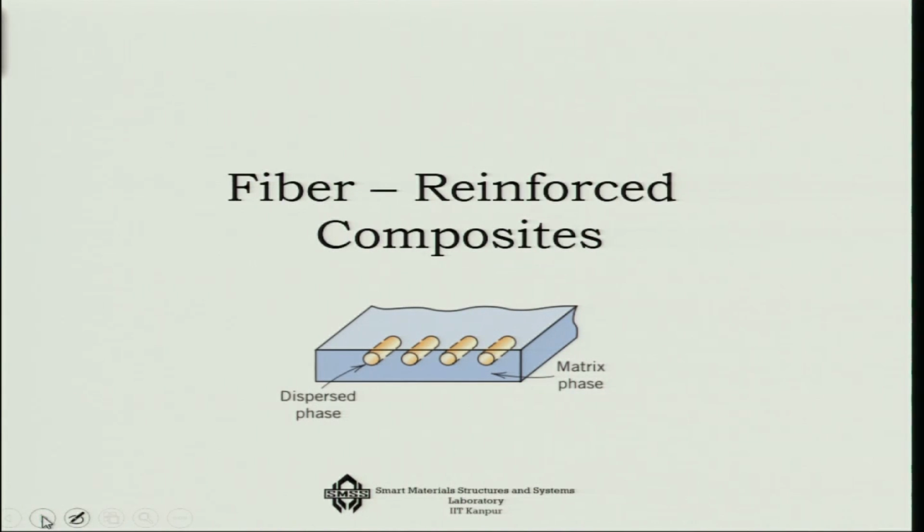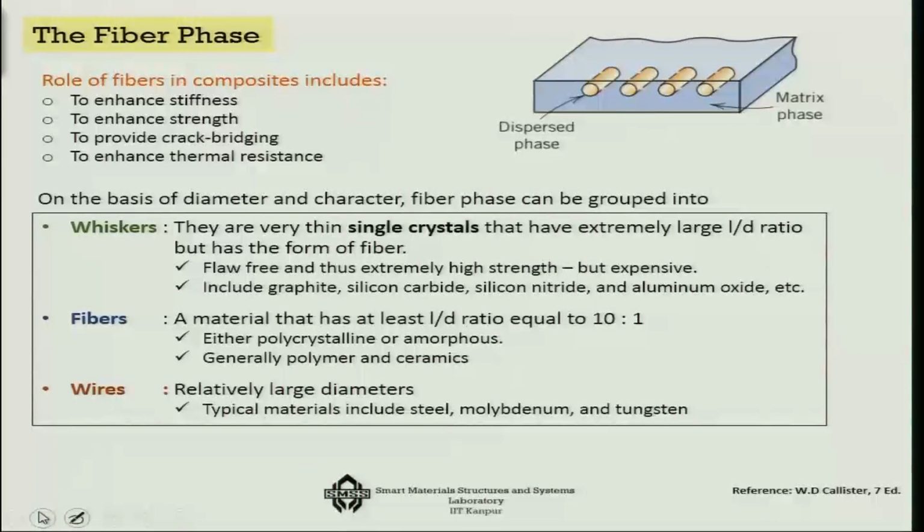Now, how about the fiber reinforced composites? Here, as you know, the dispersed phase is the fibers, and then you have the matrix phase in it. So, what is the role of these fibers? You are getting better stiffness, better strength, and it also works like a crack bridging. So, if a crack wants to propagate, even if it propagates, each one of these fibers works like a bridge, because they will not give up so easily. So, they work like a crack bridge, and it enhances the thermal resistance of the system.